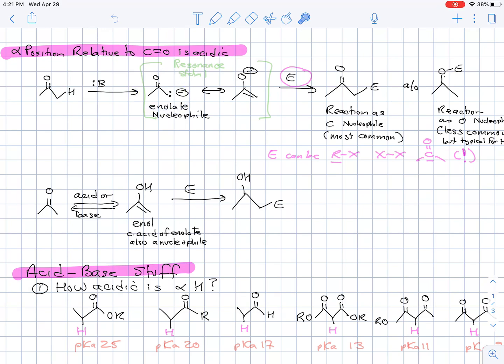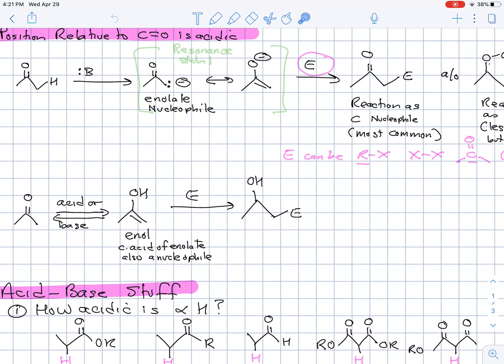And the reason why this compound is acidic at all is that its conjugate base is stabilized by resonance. So we can write a second resonance structure where we delocalize the negative charge out onto the oxygen. And this would be the quote-unquote better resonance contributor because the negative charge is on the more electronegative atom, which is oxygen as compared to carbon. This species is known as an enolate.